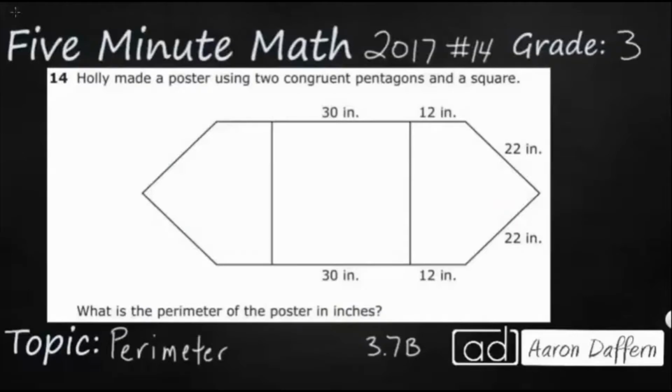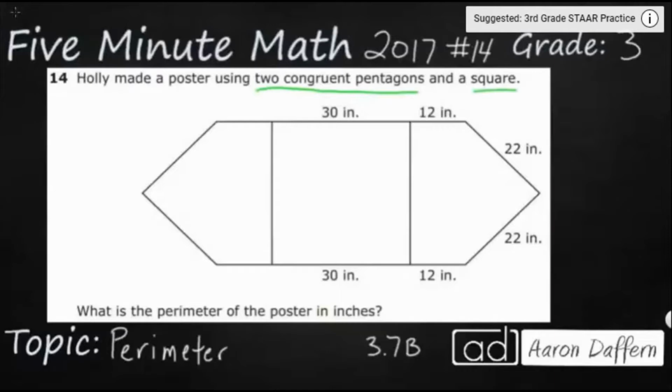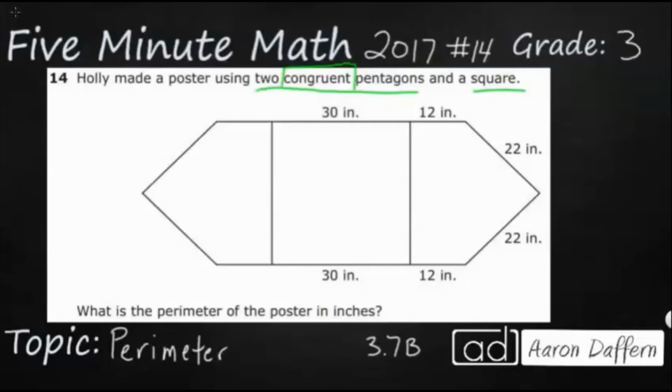Holly's making a poster, and we have two congruent pentagons and a square. This is going to be our keyword right here, kind of hidden inside that first statement, and it's the key to unlocking this particular problem. We need to find the perimeter of the poster in inches. First, let's make sure we understand this whole weird shape is the perimeter. We're not just looking at that square on the inside.